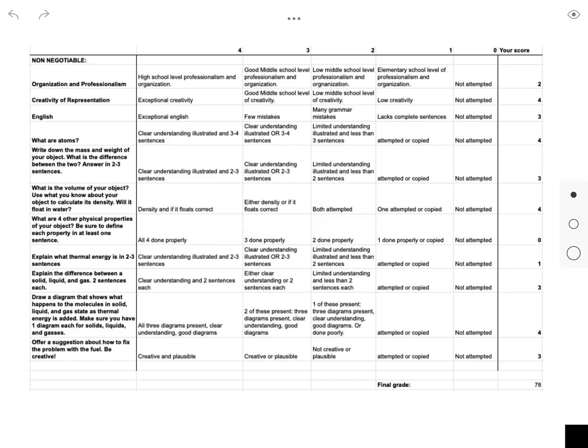So up here you can see we have four numbers, or actually five. 4, 3, 2, 1, 0. Those are the different possible scores you can get on parts of your project. 4 is the highest score. 4 is a perfect score. 0 is the lowest score. You usually only get 0 when it says not attempted here. That means you just forgot to do that part of the project.